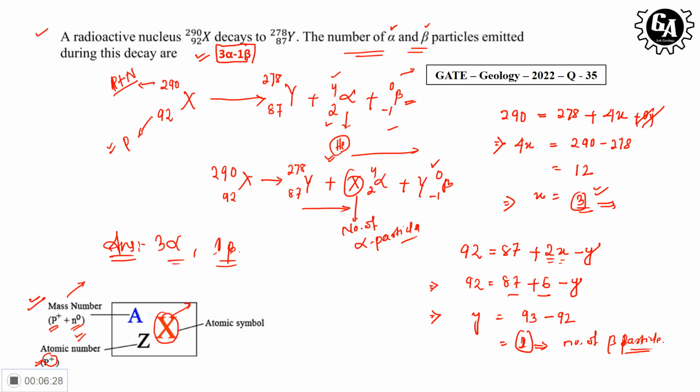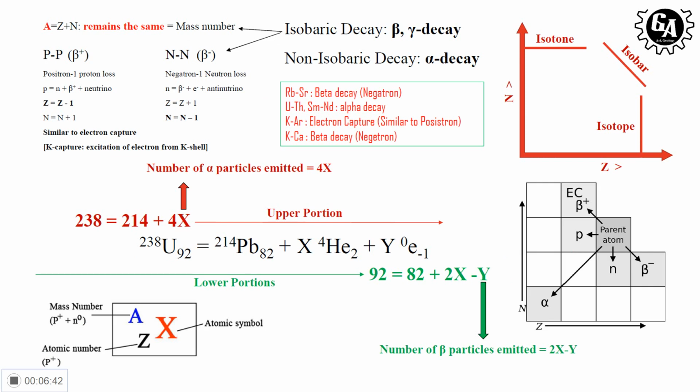So here I just want to add a very simple question. Alpha particle I am okay with that, but in this beta particle my question is whether it is beta positive or beta negative, or whether it is positron or negatron decay. This is one question to all of you.